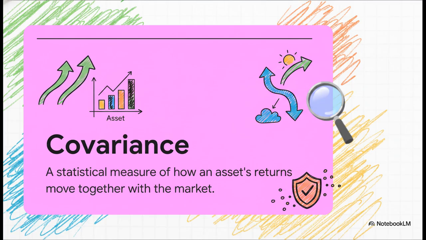Well, it starts with covariance. Covariance is just a statistical measure of how much an individual asset's returns move together with the broader market. Think of it like a dance. If an asset tends to step forward when the market steps forward and back when the market steps back, it has a high positive covariance. It's adding risk to a diversified portfolio. But if it moves totally independently or even in the opposite direction, it might actually lower the portfolio's overall risk.